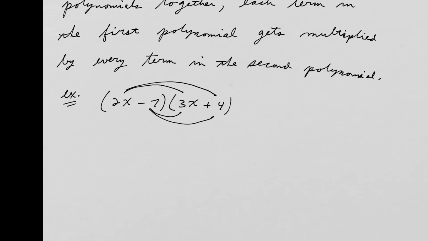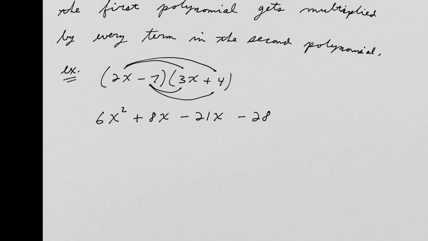So 2x times 3x is 6x squared. 2x times 4 is plus 8x. Negative 7 times 3x is negative 21x. And then finally, negative 7 times positive 4 is negative 28. And then I can combine like terms.